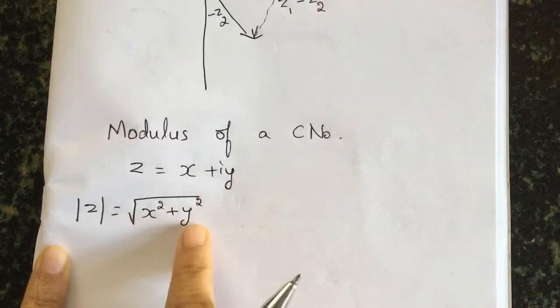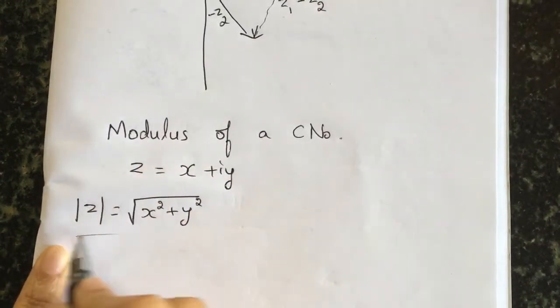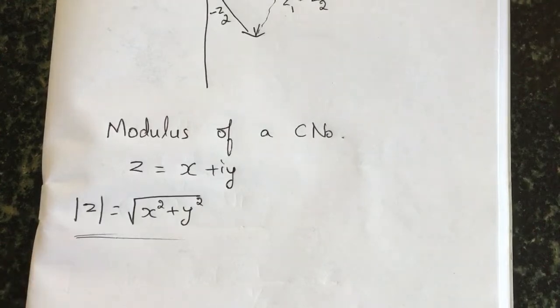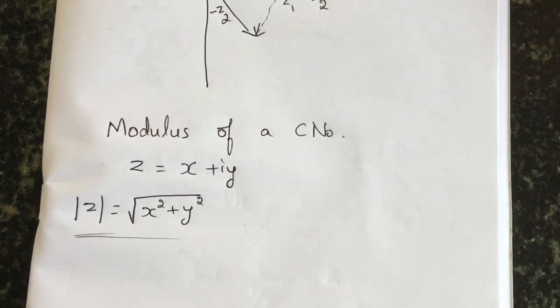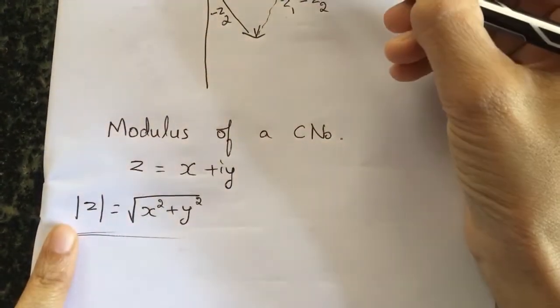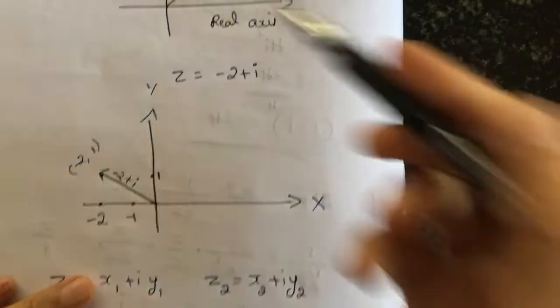X is the real part and y is the imaginary part of a complex number. This is nothing but the modulus of a complex number. If you think geometrically, mod z is the distance between the point x comma y and the origin.